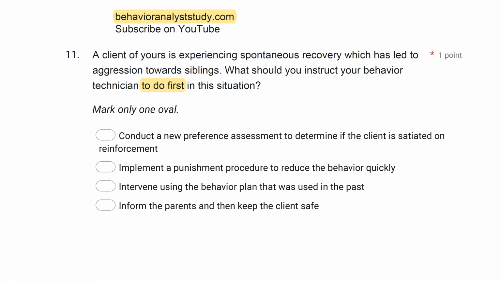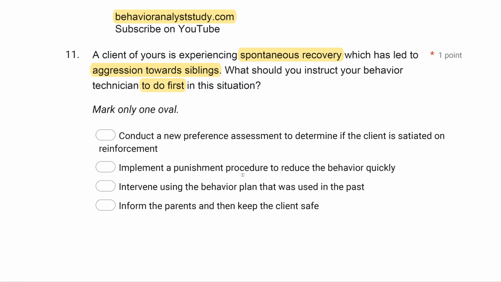So what should you instruct your tech to do first in the situation? Well, what's the situation? The client is experiencing spontaneous recovery. What does that mean? It means that a previously extinct behavior has suddenly reemerged. We expect this, right? Spontaneous recovery is not uncommon. It's something we plan for. And so a spontaneous recovery occurs, in this case, aggression towards siblings. What are we going to tell the technician to do first? A, conduct a new preference assessment to determine if the client is satiated on reinforcement. Is that going to help in the moment? No. Remember, when this happens, we've got to act in the moment. Conducting a brand new preference assessment is not going to address any of these problems or situations at hand.